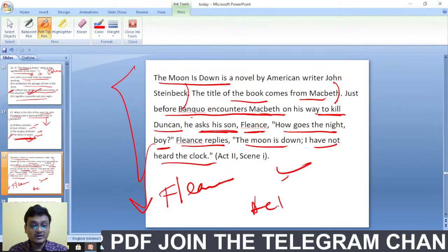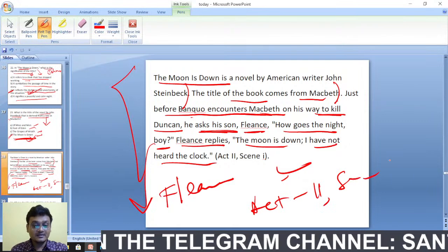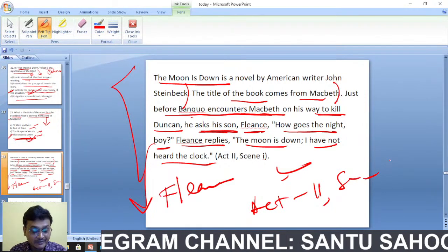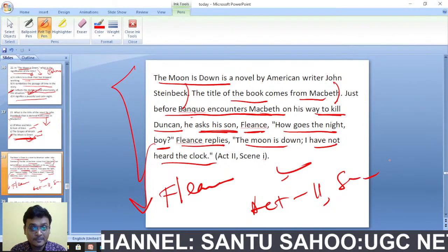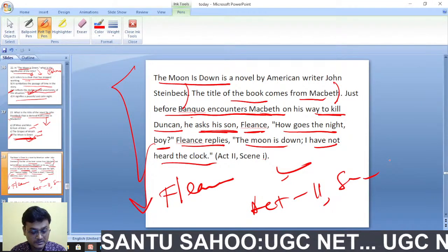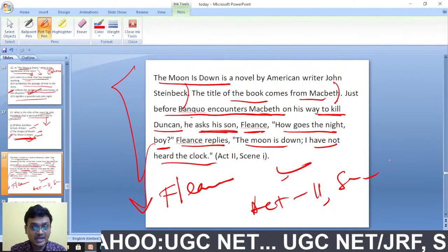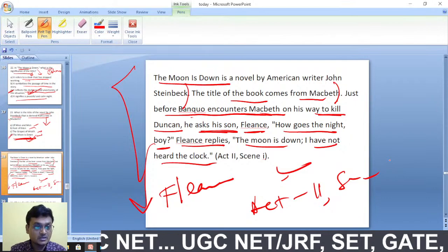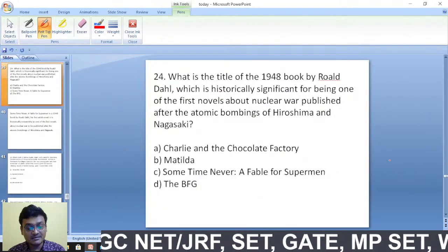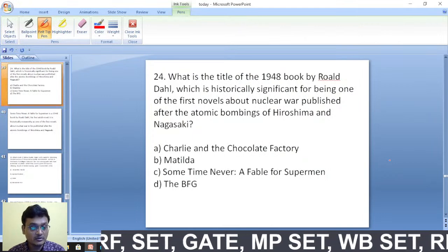This is in Act 2, Scene 1, isn't it? The moon is down, I have not heard the clock. This line was spoken by Fleance. And Banquo is saying, how goes the night, boy? The boy is here, Fleance. Okay, this is John Steinbeck's novel, The Moon Is Down.